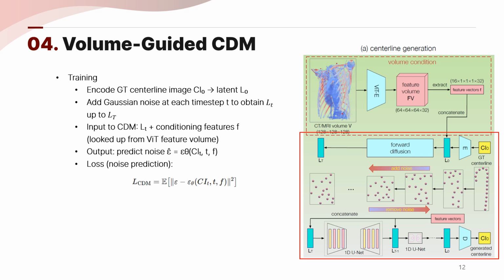Here's how CDM is trained. They encode the ground truth centerline Ci0 into a latent L0. Then add Gaussian noise over time steps to get L_t up to L_T. The model takes L_t and conditioning features F, sampled from the ViT feature volume at the centerline point locations, and learns to predict the added noise.